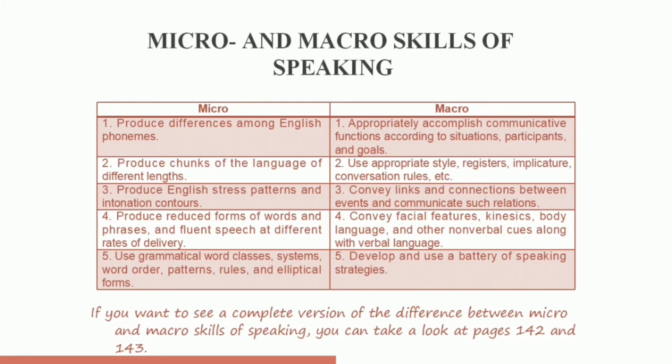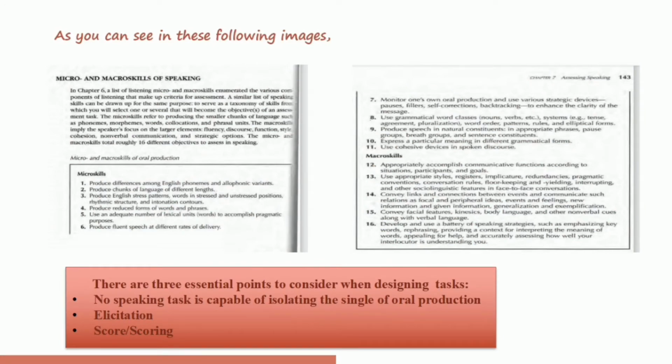So, we can conclude that the micro skills refer to producing the smaller chunks of language such as phonemes, morphemes, words, collocations, and phrasal units. And the macro skills imply the speaker's focus on the larger elements such as fluency, discourse, function, style, cohesion, nonverbal communication, and strategic options. If you want to see a complete version of the difference between micro and macro skills of speaking, you can take a look at pages 142 and 143, as you can see in these following images.